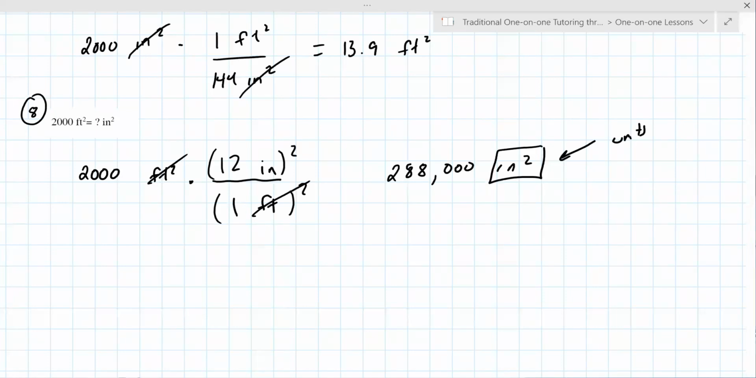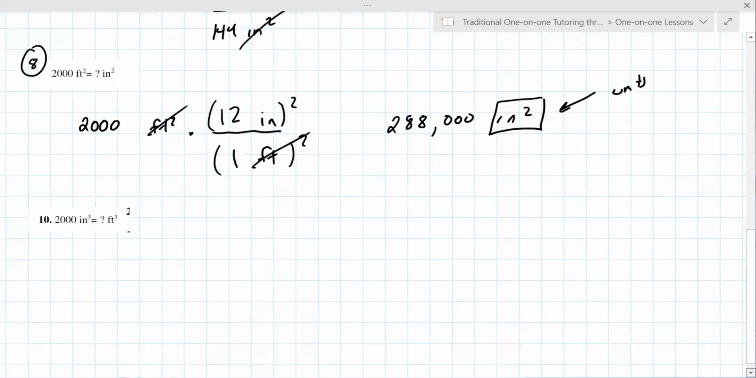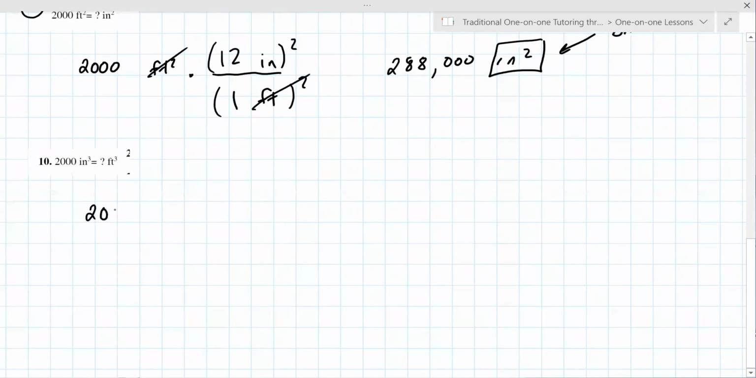All right. Okay, on to 10. So 2,000 inches cubed into feet cubed. This is again very much similar. So you write 2,000 inches cubed times you have 12 inches in 1 foot, and then you cube the bottom, cube the top.